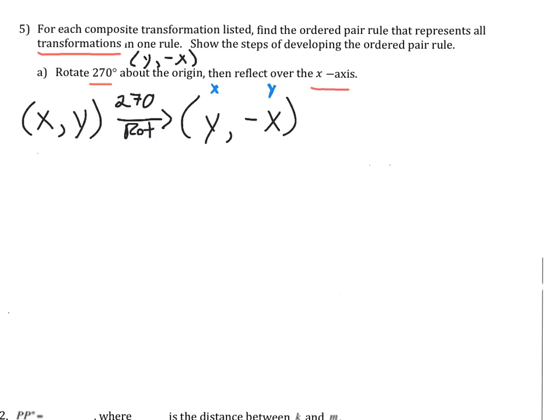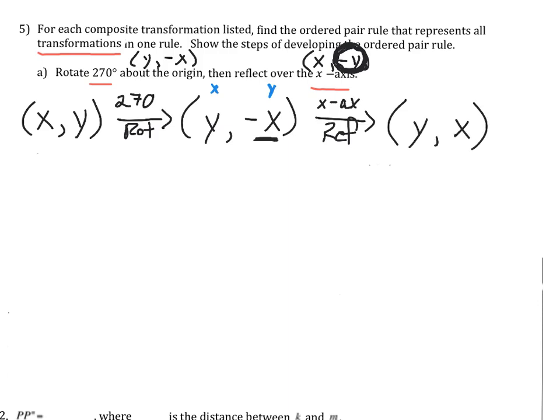Now what they want me to do is reflect over the x-axis. So reflection over the x-axis. We jotted down that rule earlier. I know my point is going to change to (x, negative y). So the rule tells me that that second coordinate is going to change signs. So this right here is going to change signs. So what's going to happen is my final point is going to be (y, x).